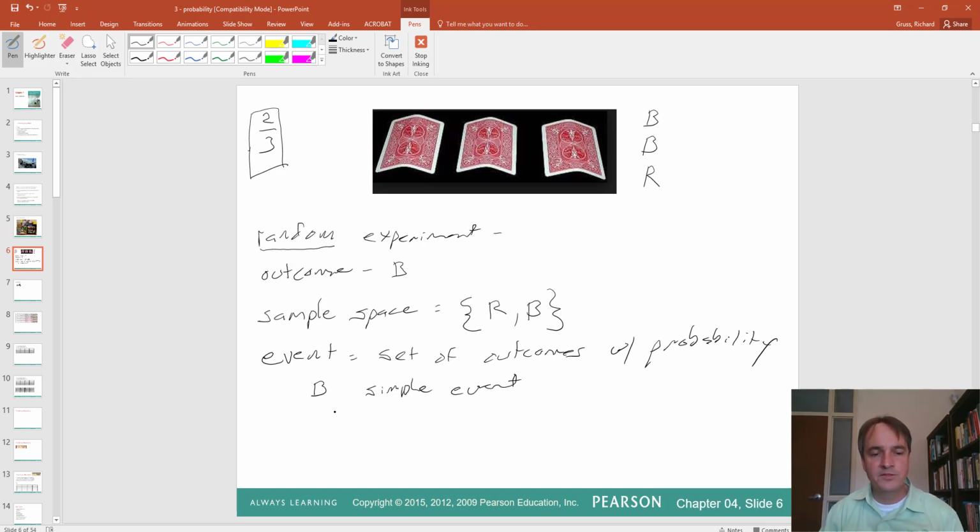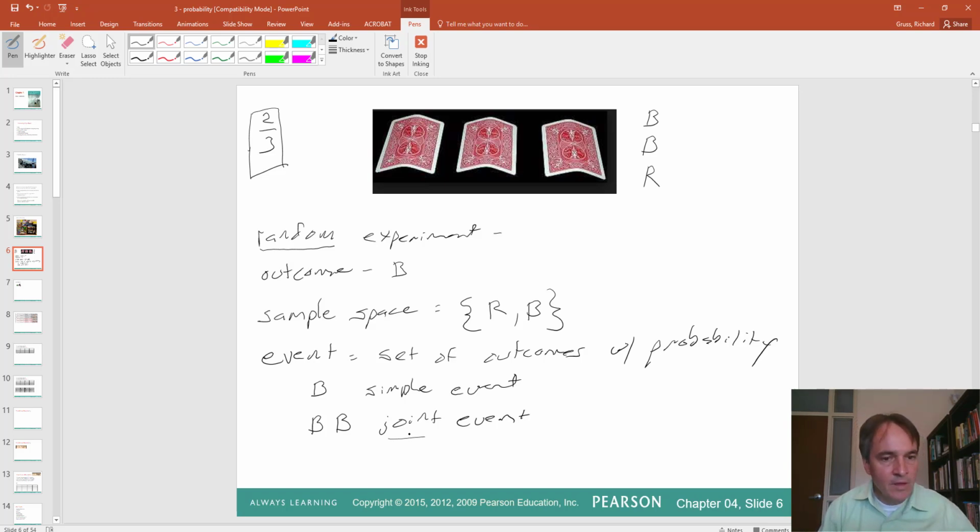Okay, but we might also say, okay, well, what is the probability of drawing two black cards consecutively? Okay, so this would be called a joint event. So in the simple event, there's only one outcome, and in the joint event, we're looking at two outcomes. And later on in this lesson, we're going to look at several different kinds of joint events.